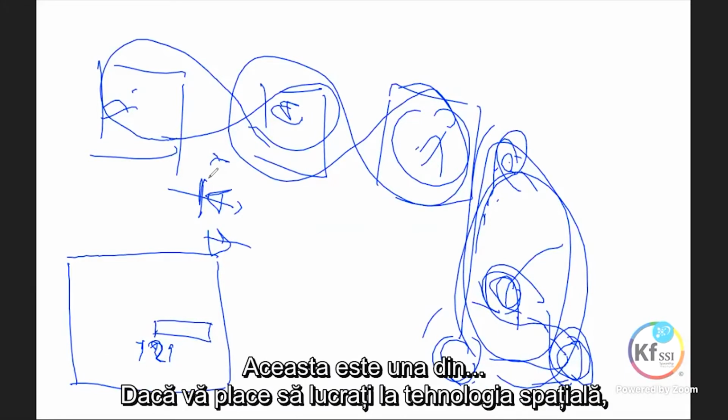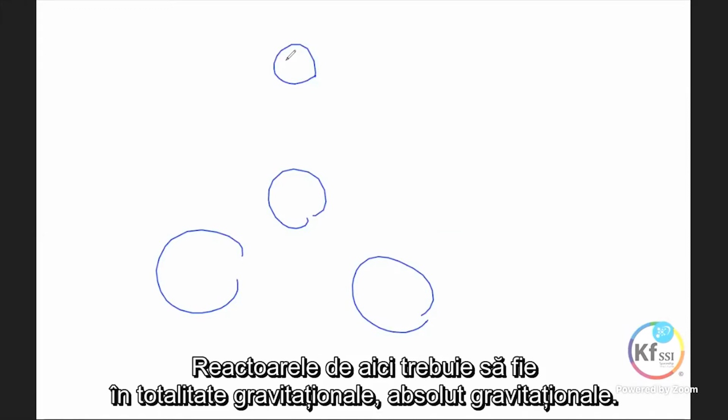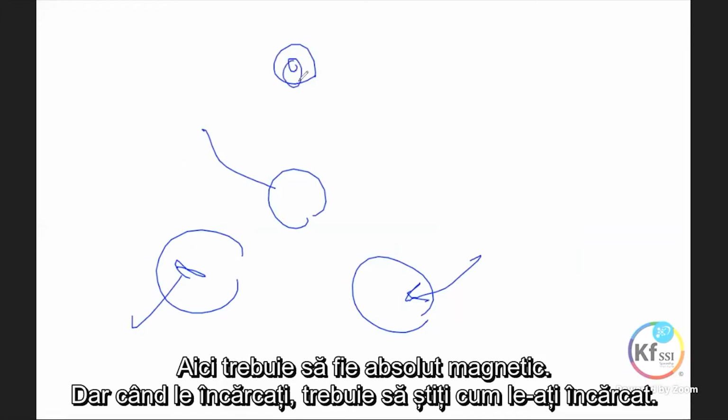This is for those of you who are working on space technology and reactor development. You have to understand this. You have 3 reactors, and then you have one here. Your reactor here has to be totally gravitational, absolutely gravitational. Here has to be absolutely magnetic. But when you load, you have to know how you load it.